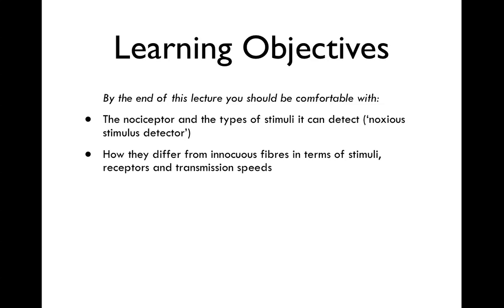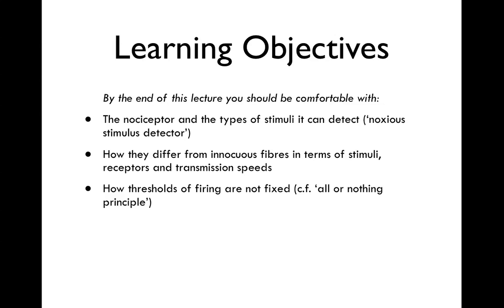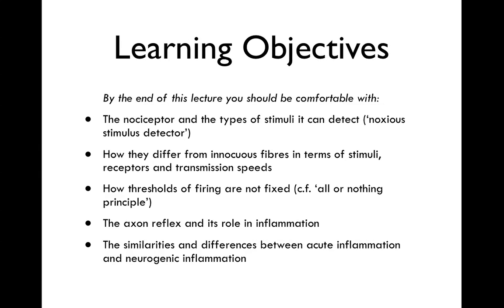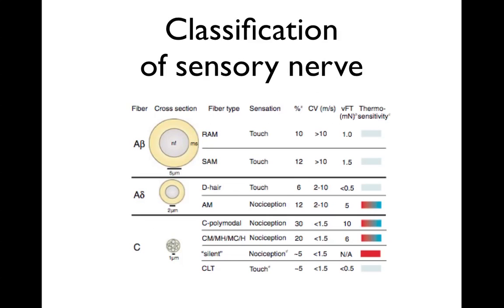How they differ from innocuous fibres in terms of stimuli, receptors and transmission speeds. How thresholds of firing are not fixed, and we'll compare this with the all or nothing principle of cell physiology. The axon reflex and its role in inflammation, and finally the similarities and differences between acute inflammation and neurogenic inflammation.